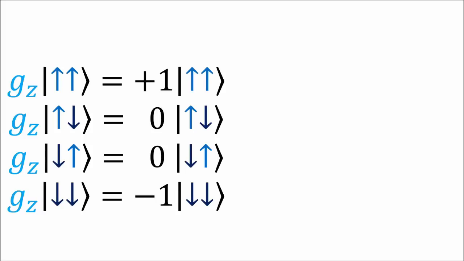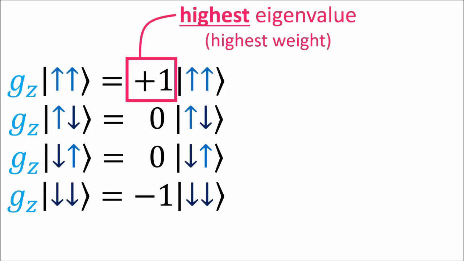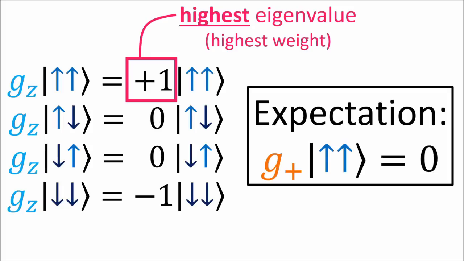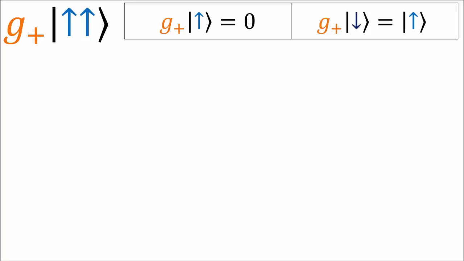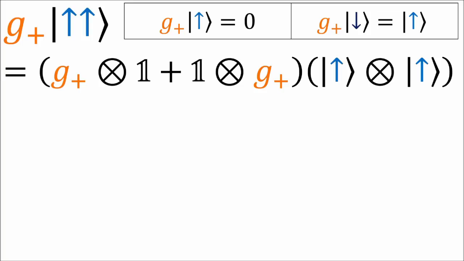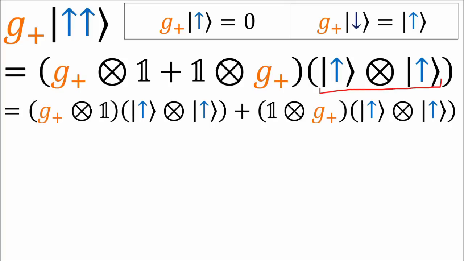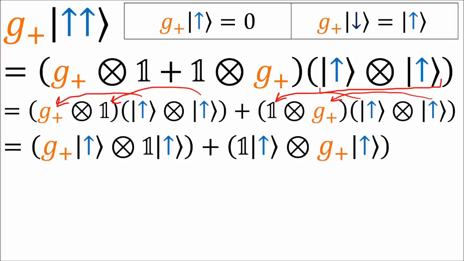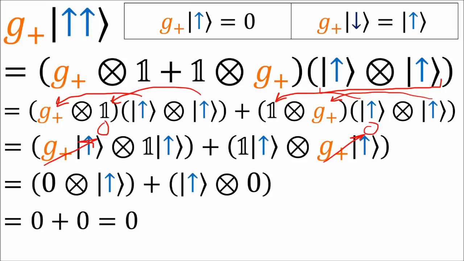In our tensor product space, the up-up state has the highest eigenvalue, so it would make sense that the raising operator would send it to 0. Let's confirm that. We can write the operator and state out fully with tensor products. Then we can pass the input state to the two linear maps. Then pass the first states to the first operators and the second states to the second operators. Now here, when the raising operators act on the up states, they go to 0. So both tensor products go to 0, and we get 0 as a result. So the up-up state is indeed the highest weight state, as expected.